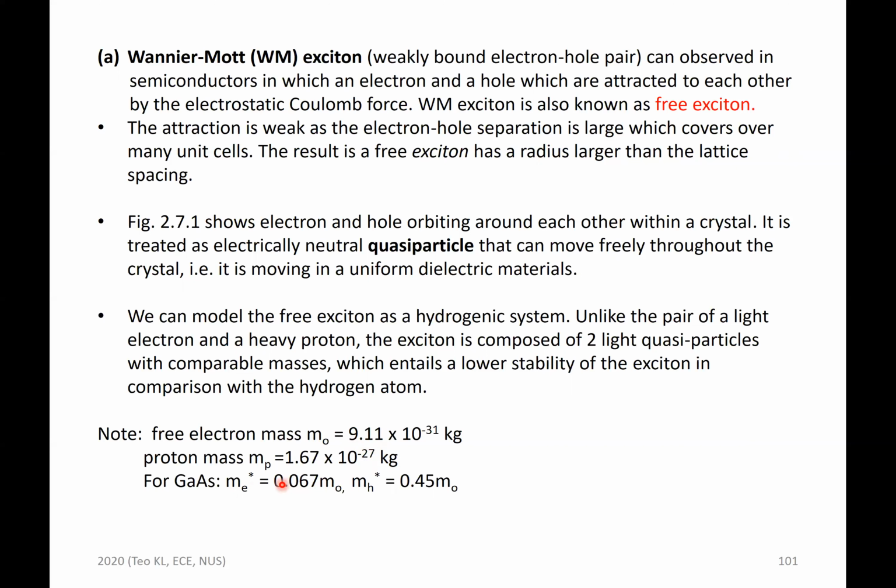Even though we use a hydrogenic model because of the negative and positive charge, for gallium arsenide semiconductors we expect the stability of the exciton to be lower compared to the hydrogen atom. So the binding of the hydrogen atom will be much stronger than the exciton. However, we will use the hydrogen model to describe the free exciton because of the negative and the positive charge.